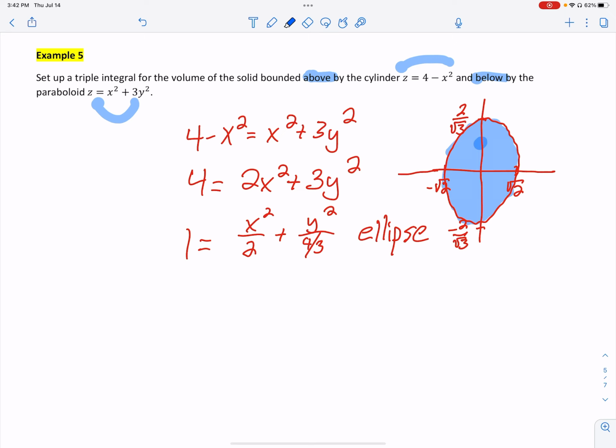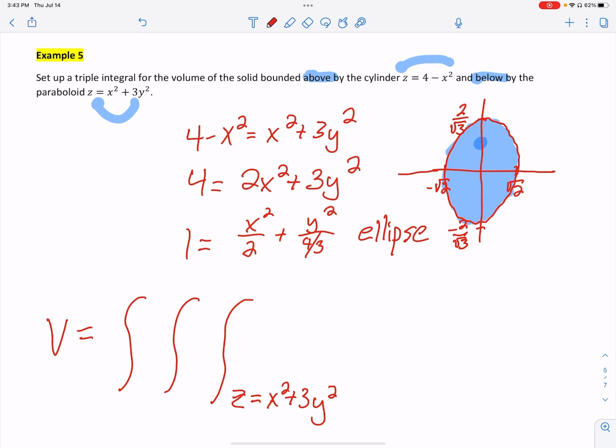Okay, so when we set this up, volume is bounds. All right, I have up, and the problem is okay, I have z, and then what if we figured out below? Z is x squared plus 3y squared. If you're ever unsure, pick an x and a y and plug it into both and see which one gets you the bigger number. That'll be your top one. All right, so I know that's dz.